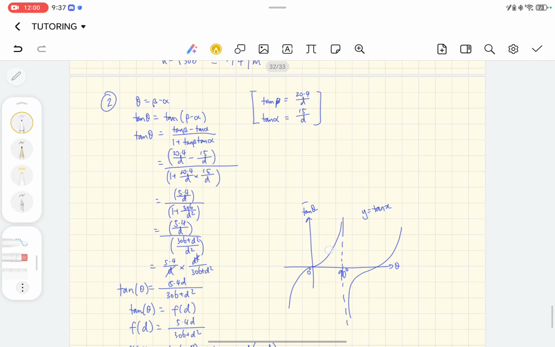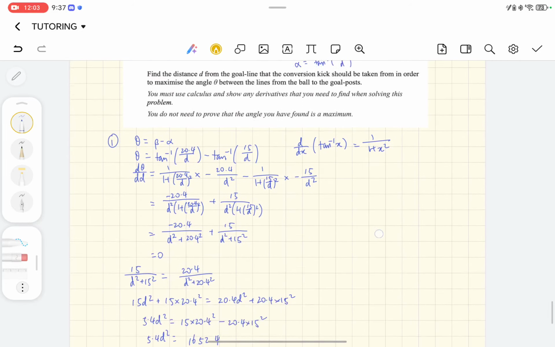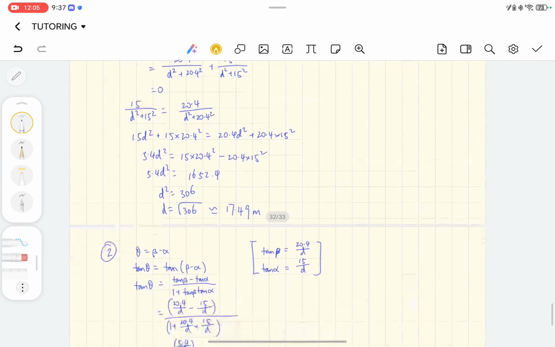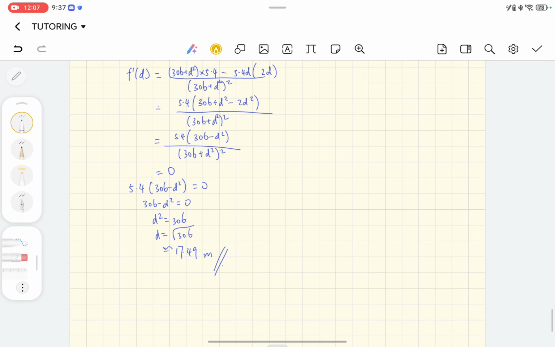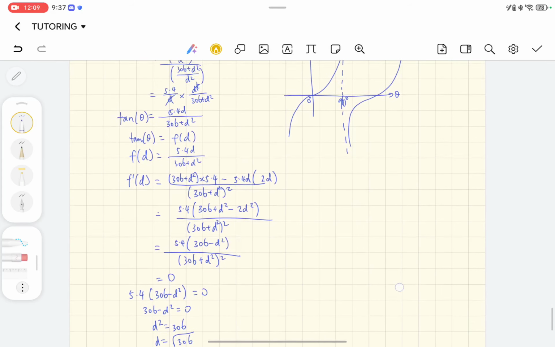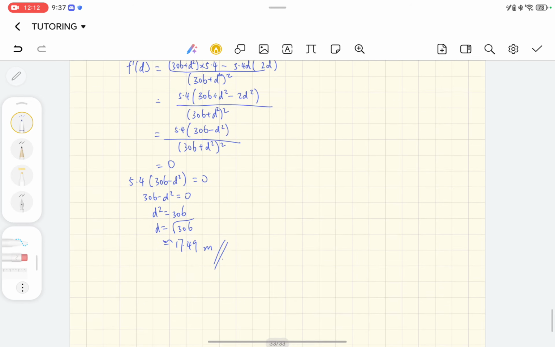It's good to learn the inverse tangent derivative, but I guess you can still live with the quotient rule and all that stuff, but it's way longer, as you can see.